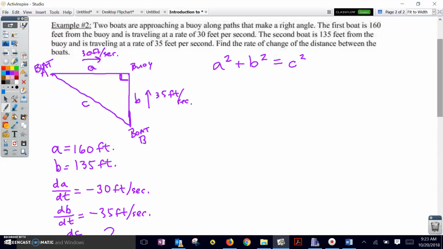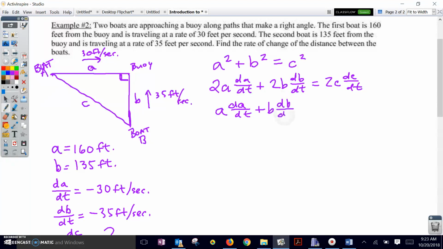Alright, so we have all of our information, we have what we're looking for, we have our equation that relates the variables. Now we're going to differentiate this with respect to time. So we get 2a da/dt plus 2b db/dt equals 2c dc/dt. And I can divide both sides of the equation by 2 to get rid of all those 2's. So it turns into a da/dt plus b db/dt equals c dc/dt. And I want to solve this equation for dc/dt, since that's what I'm looking for.